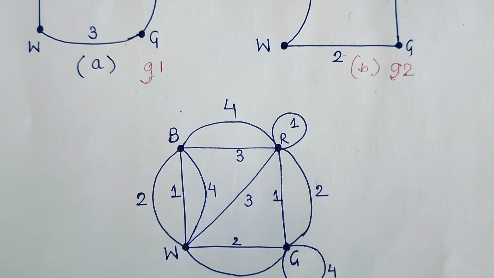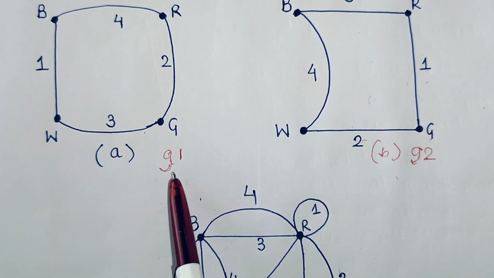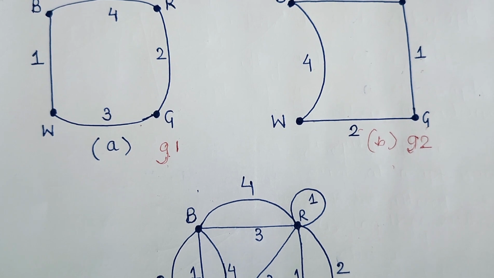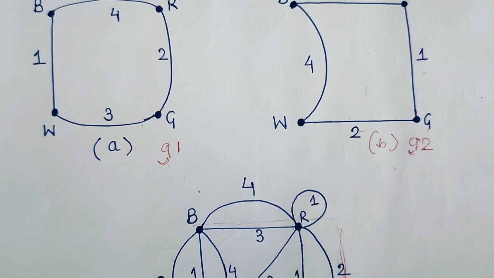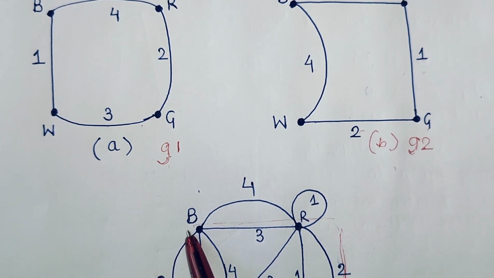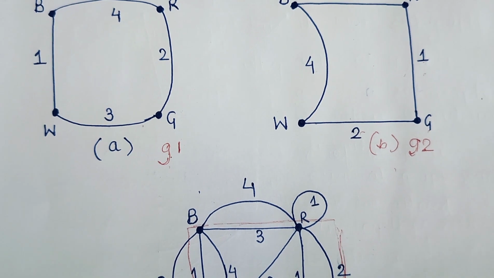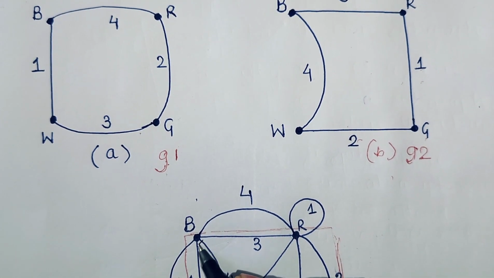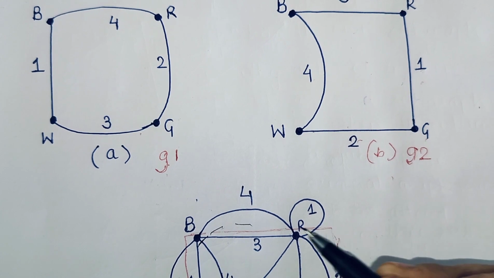Here you can see that the graph in figure A, which is denoted by G1, is this particular graph that I am talking of. The graph denoted by G1 is this particular graph, right? And then if I look at the graph denoted by G2, it is this particular graph.